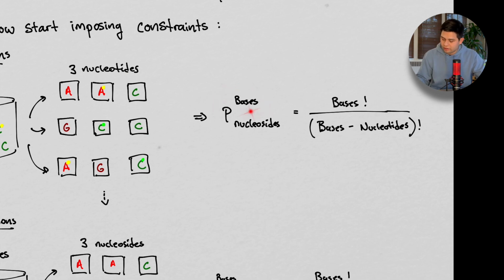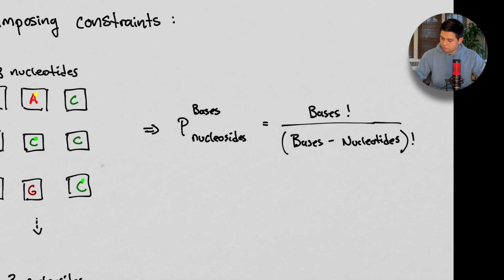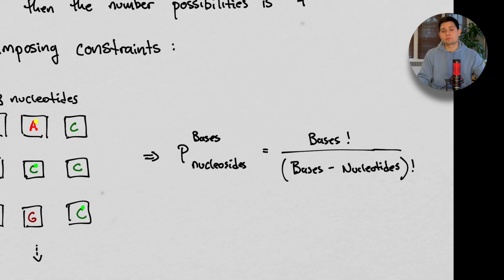Okay, if we get given some nucleosides, and we have some number of bases, what are the possible number of permutations that we could have, given that these are radio labeled, or given that we can actually determine what the order is with respect to each other? That's going to be this equation, right? So we have our factorial, and that's going to be divided by the factorial of the difference between the number of bases and nucleotides. Okay, so this is a permutation, right?